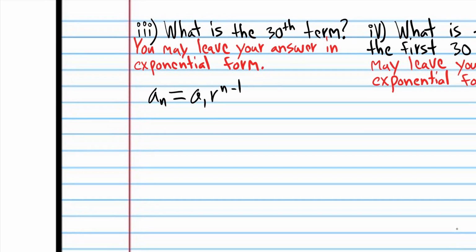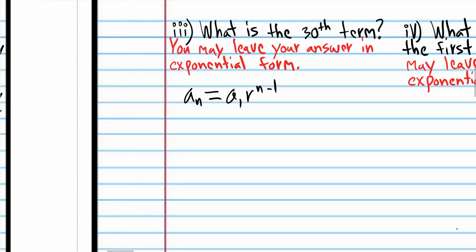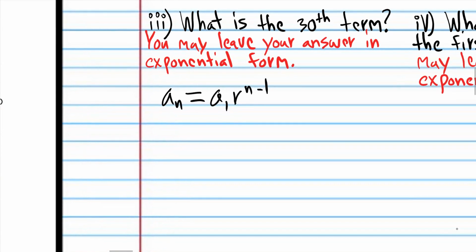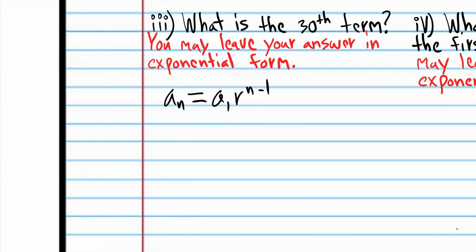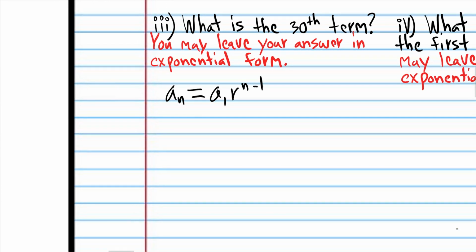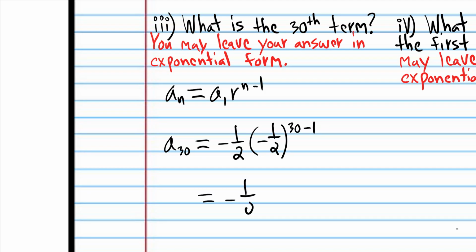You need to know that from memory. You're not allowed to have a cheat sheet on the exam. So we're looking for the 30th term. The first term, if you recall, is -1/2. The common ratio is also -1/2. And we plug in 30 for n. So then we get -1/2 times -1/2 to the 29th power.